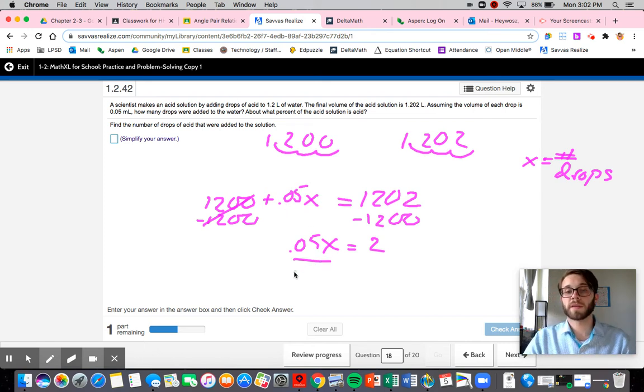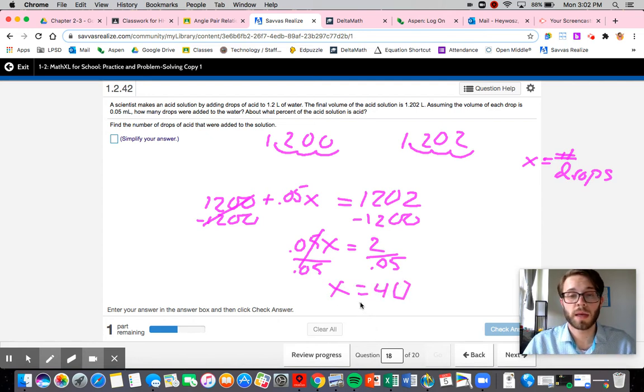All right, so now we just have to divide by the 0.05. So 2 divided by 0.05 is 40. So I am ultimately putting in 40 different drops of acid. Now, let's look at what we are dealing with in terms of the percent of the acid solution is acid. So we have to ask ourselves, what percentage of the total solution is acid?